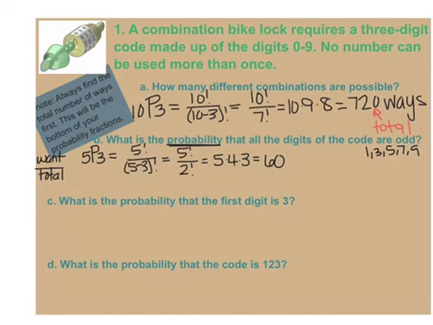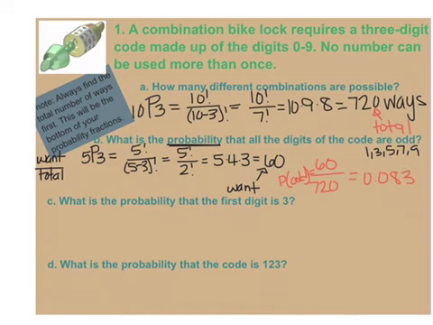Remember, the odd number is what I want. So this is my successes, or my want. Now I have to create the probability, that fraction. I'm going to do what I want, 60, out of the total number of ways, 720. That's the probability of getting all odd digits. When I do that in my calculator, I get 0.083.